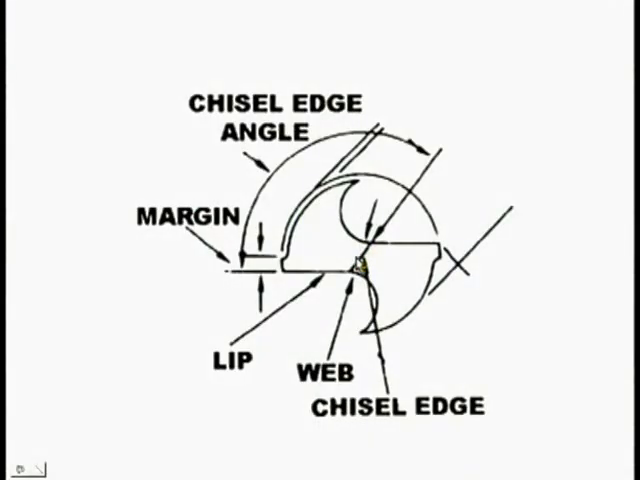So you can see here what is web. This is called the web. This line is called the chisel edge, and this is called the actual lip. This is another lip. So this is forming the actual cutting edge. This is one cutting edge, and the other cutting edge. The chisel edge is making an angle with the lip, and that angle is called the chisel edge angle.